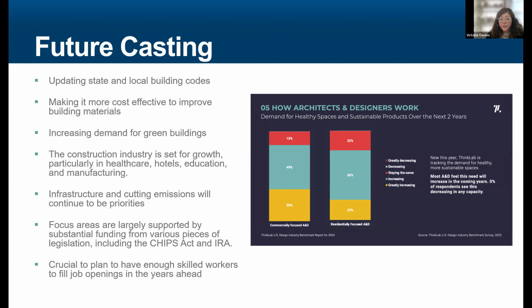Infrastructure and cutting emissions will continue to be priorities. Certainly, that demand is going to be there from the private sector and kind of rolling from the bottom up, where customers are demanding that of the spaces that they're in, which feeds the demand of developers and builders, and which sets out the requirements of specifiers and procurement.